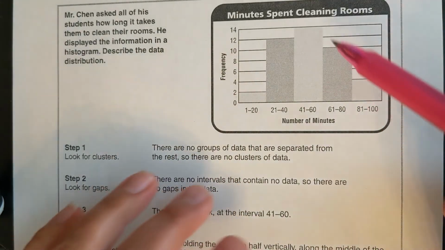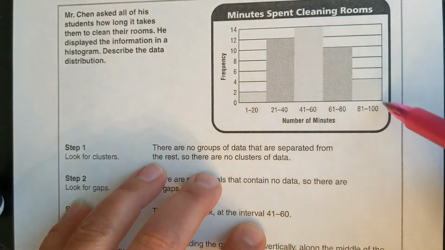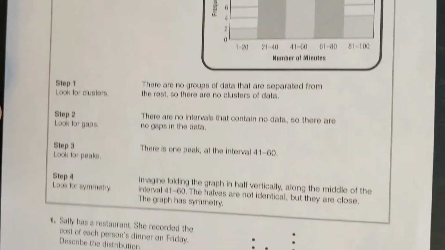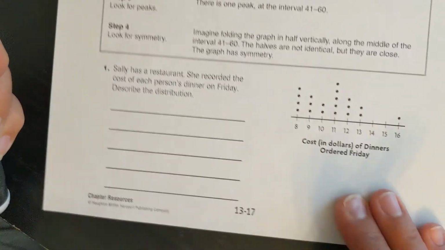But you can see that if I was to draw a triangle right there from the midpoint, they are pretty close. So we would call this symmetrical. This graph does have symmetry. Okay, so let's look at the example down here.